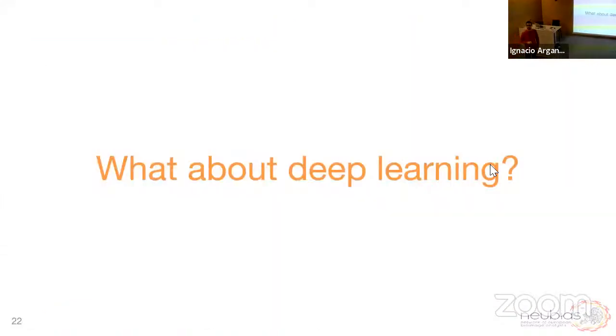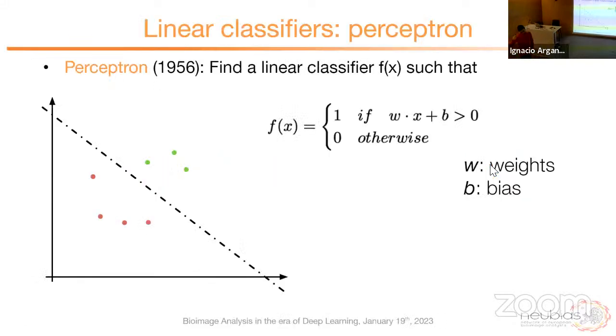So what about deep learning? To jump into deep learning, we have to go a little bit or a lot back in time, back to the 50s, where they introduced at the end of the 50s the first artificial neuron called the perceptron from Rosenblatt, which is actually a very simple linear classifier.